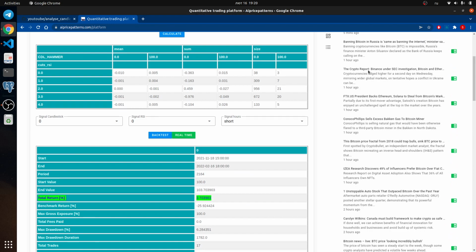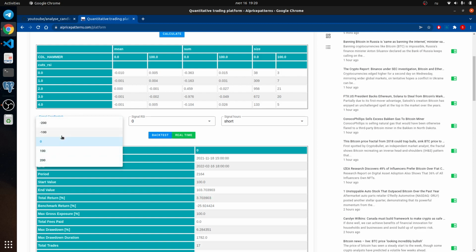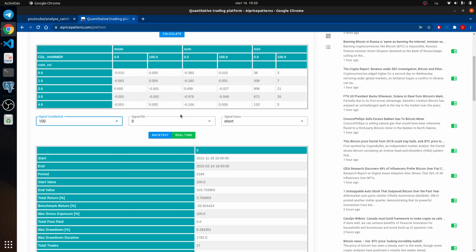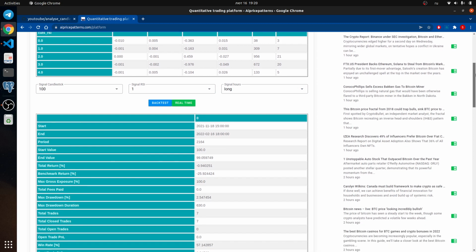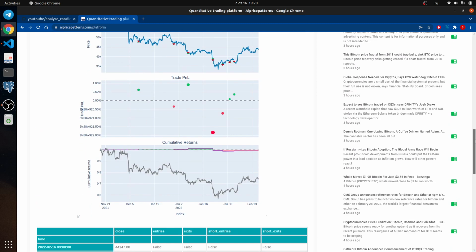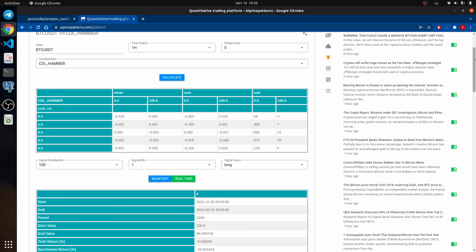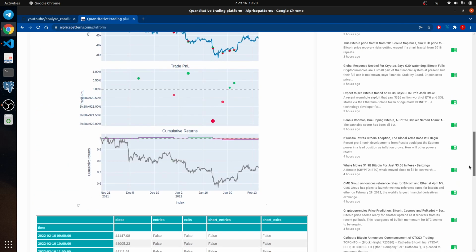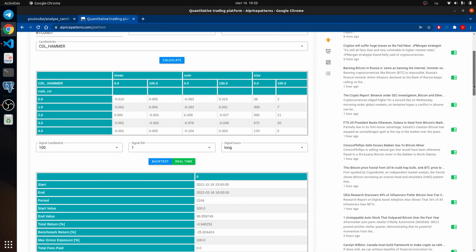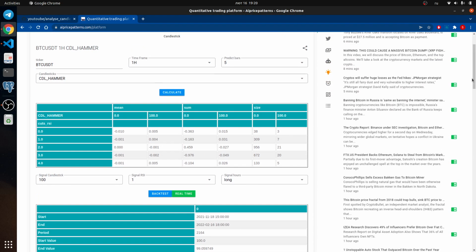Let's see what happens, for example, when we have signal 100 and RCI 1, and we have only 7 cases. Let's analyze the situation. Okay, but in general we haven't any good results, because we have too small a size of cases.